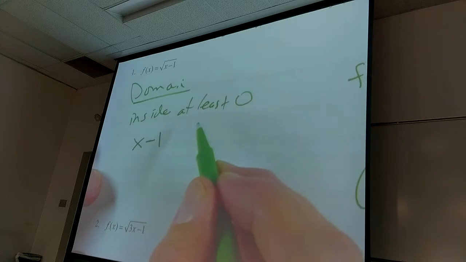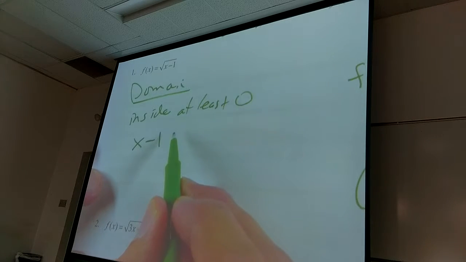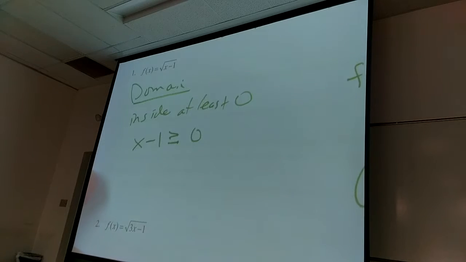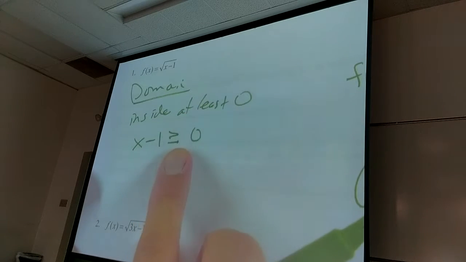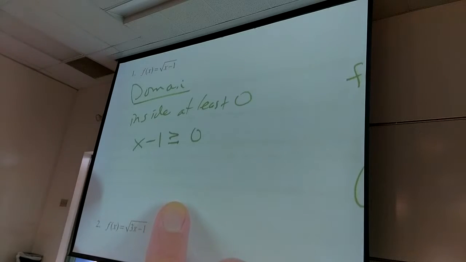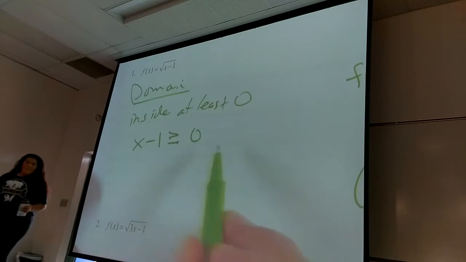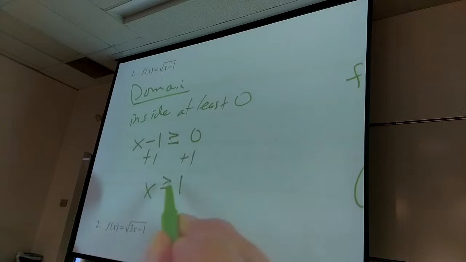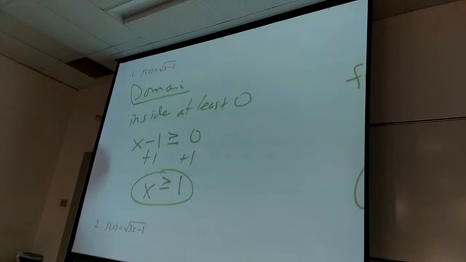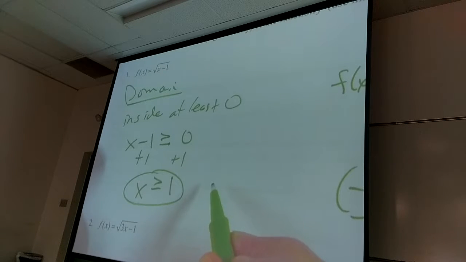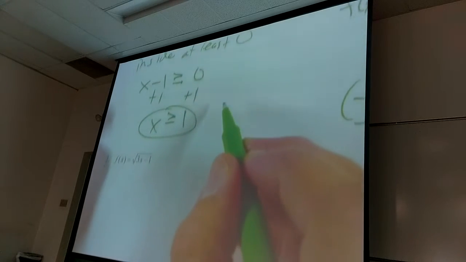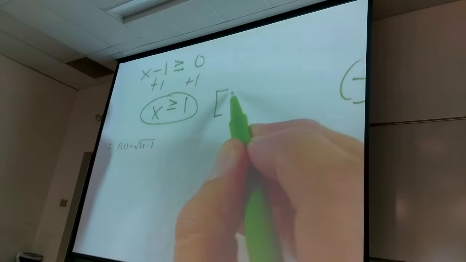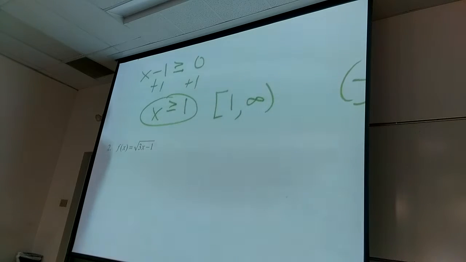I know, but how do you write at least? In mathish, greater than or equal to 0. So in English, what has to happen, and then you write that in mathish, and then you solve that math sentence. How do I solve this? Add 1. So x has to be at least 1. How do I write that in interval notation? Bracket 1 up to infinity.